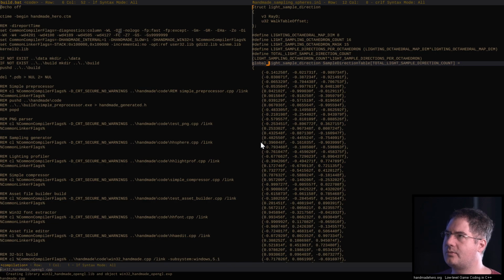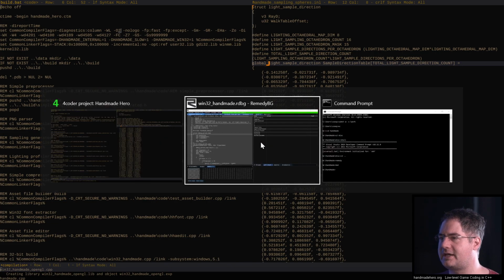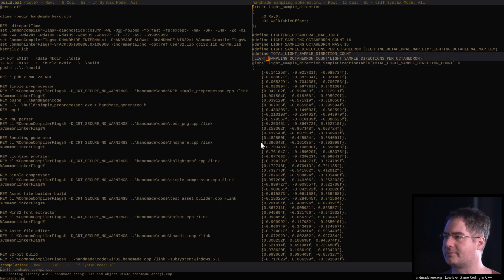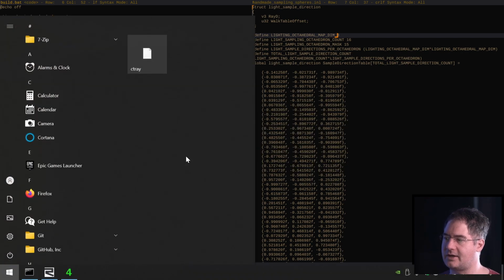I would also ask, if it's just per pixel, should we just do it per pixel? Because this is another problem. So let's think about this real quick. If we were to look at the map dim, the octahedral map dim is 8 by 8. So there's 64 texels that we're filling.